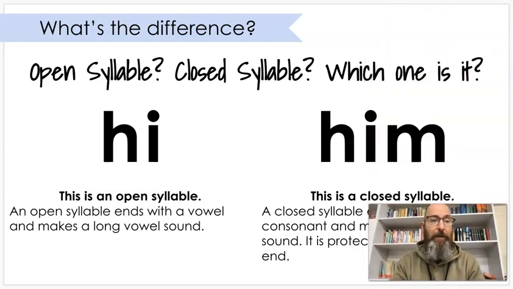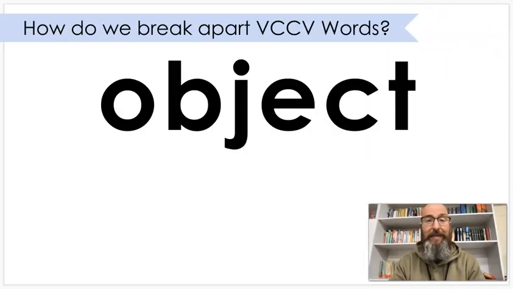Now, let's get on. We're going to practice breaking apart some VCCV words. That's vowel, consonant, consonant, vowel words. Now, there are steps in this process. If you learn the steps, you'll be able to do it automatically. Many of my students are already doing it automatically. I bet you can too, for the most part. We're going to start with this one.